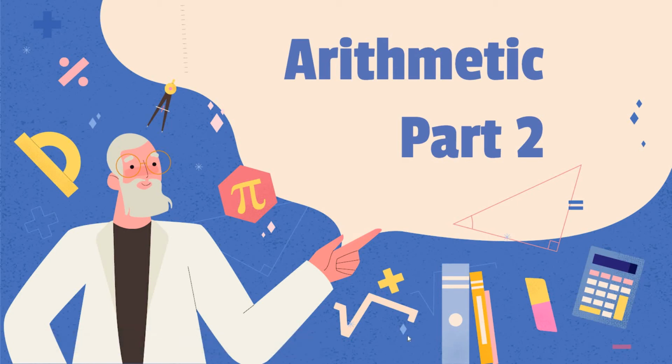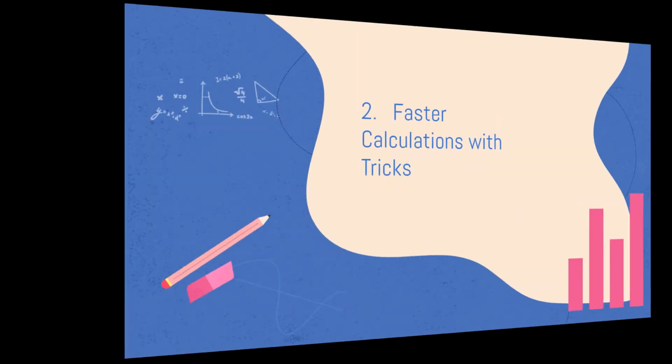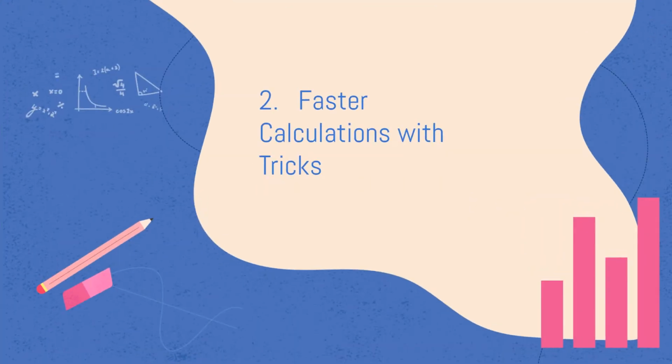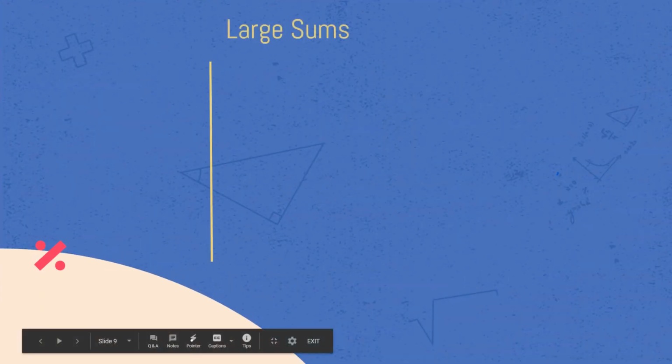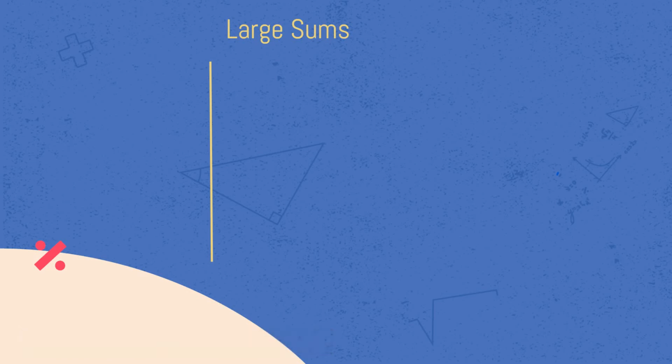This is episode 2 of this Mathcounts series, Arithmetic Part 2. Today we'll be looking at some tricks for some faster calculations. First, let's look at some large sums. Well, not quite yet. Let's first look at just 1 plus 2 plus 3 plus 4, a small sum, and this is just equal to 10.